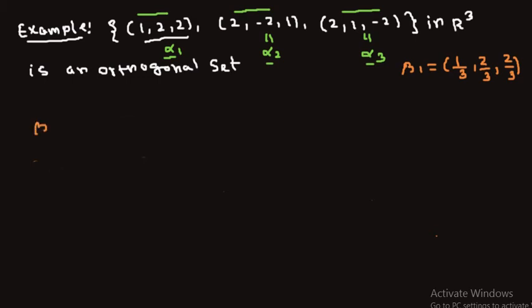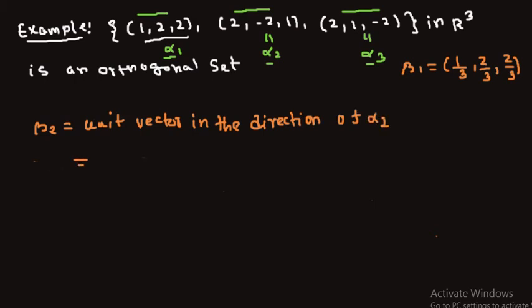So here, beta 2 is the unit vector in the direction of the vector alpha 2. What we have to do, we have to just write in this way.